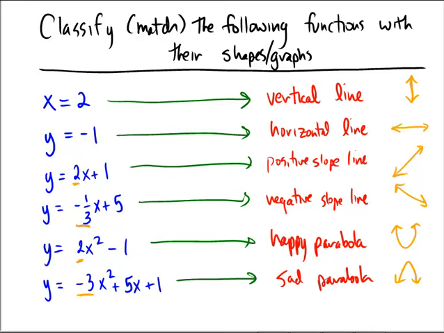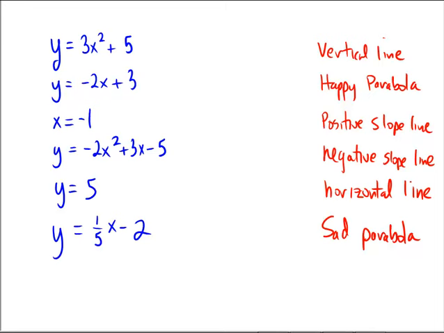So now, pause the video and see if you can match each function on the left with the shape that would be created if you drew it on a graph. Assuming you paused for a moment and tried this on your own, let's just go in order of the blue. Y equals 3x squared is an x squared graph, so this means it's going to be a parabola, and positive means it's going to be happy. So this is going to connect with happy parabola.